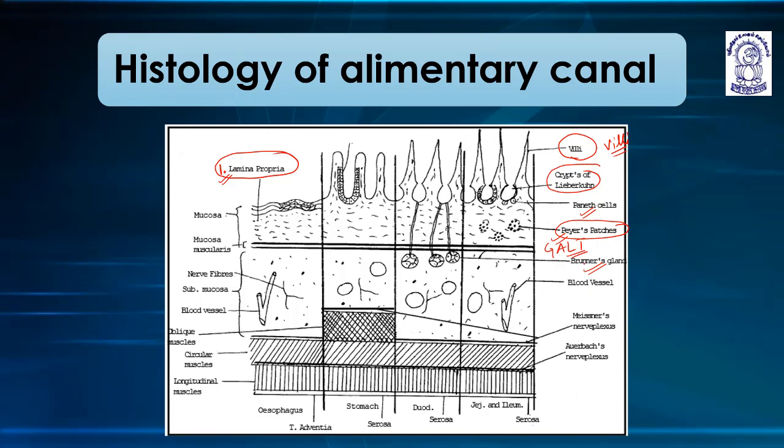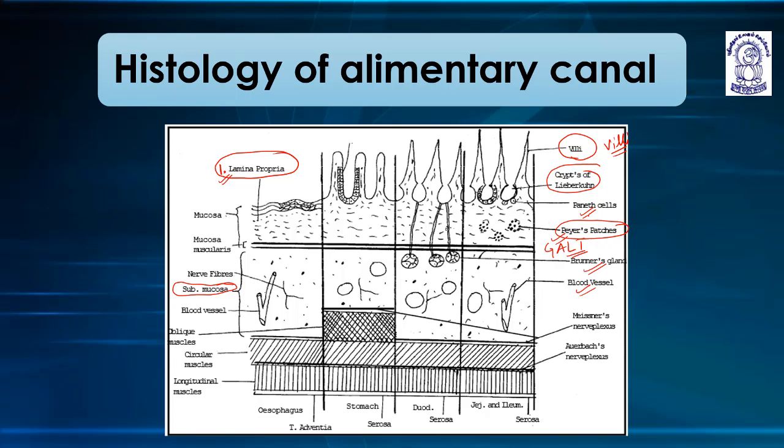Then we have Brunner's gland. You can see Brunner's gland. Brunner's glands are present in the submucosal region. A very important question, they always ask where Brunner's gland is present. The main function of Brunner's gland is to secrete mucus, and it is present in the submucosal region of the alimentary canal.